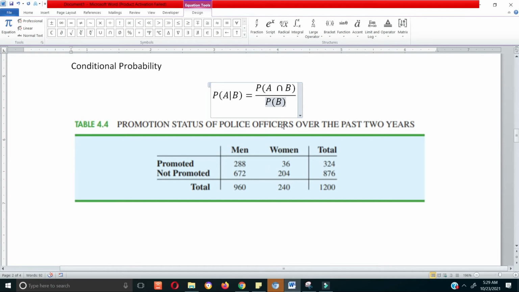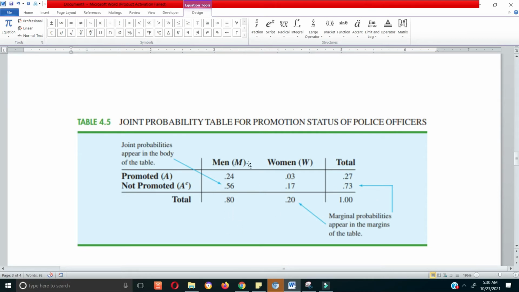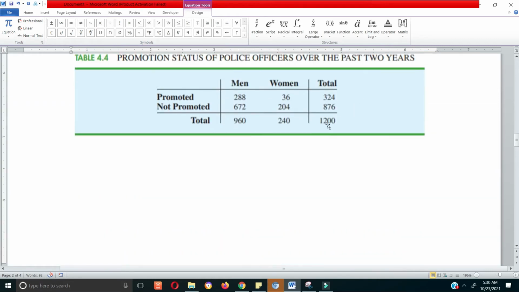For instance, here we have some data of men and women being promoted, right? So you have this kind of frequency distribution. These probabilities within the table are what we call the joint probabilities. In this case we have it as a frequency distribution, but we can convert this into probabilities. So this 0.24 is coming from the overall sum.